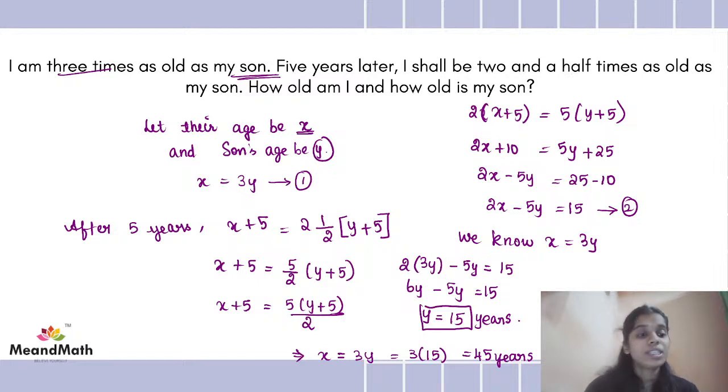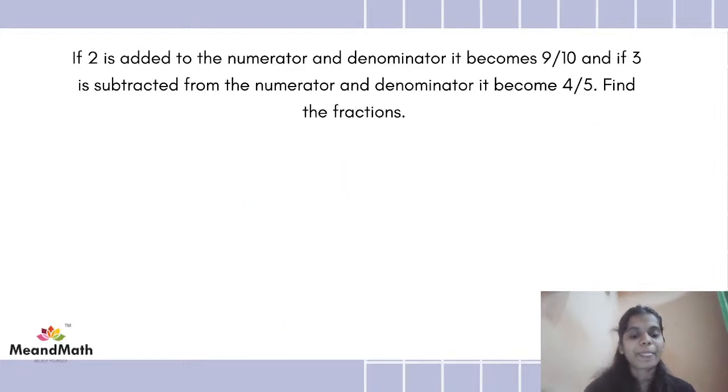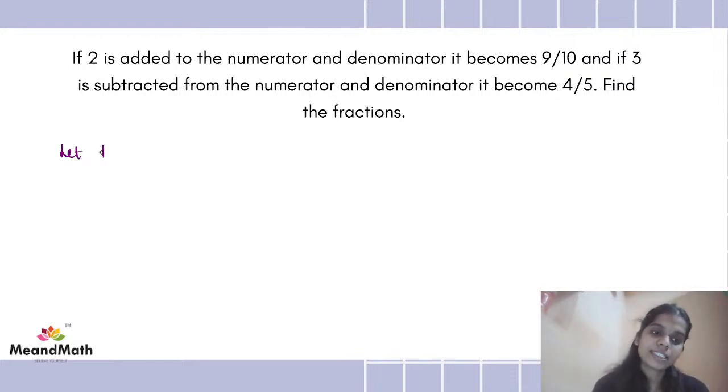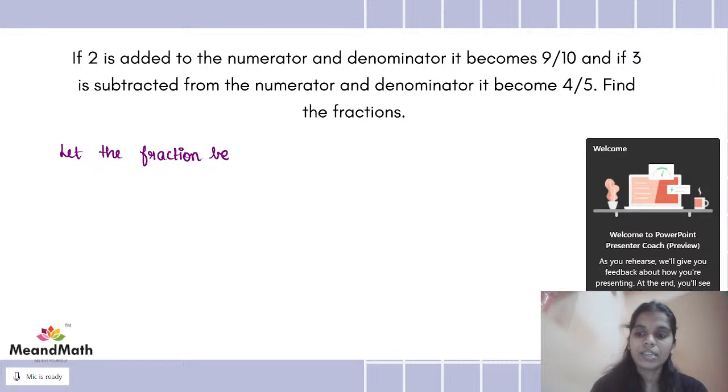Okay, no problem. Now we can discuss the next question. If 2 is added to the numerator and denominator, it becomes 9 by 10. And if 3 is subtracted from the numerator and denominator, it becomes 4 by 5. Find the fraction. Okay. We need to find the fraction, where we have certain numerator and denominator and we are performing certain operations. Let the fraction be x by y.